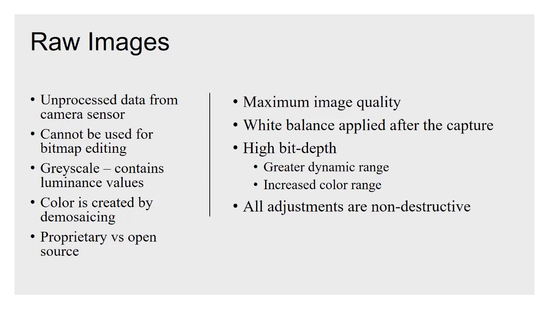So a raw photo or a raw image is just data straight from the camera sensor. It's not processed yet. It's not rendered out into pixels. It can't be used for pixel-based editing as a result. So when you open a raw file in Photoshop, it doesn't open right in Photoshop. It goes into Adobe Camera Raw first, which is a raw processing, a raw conversion engine.